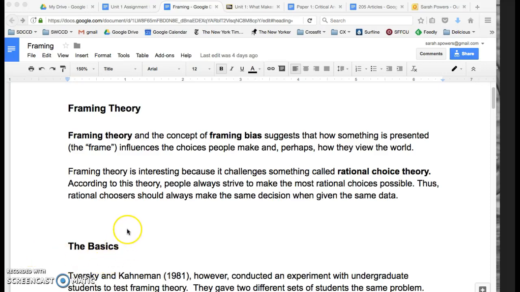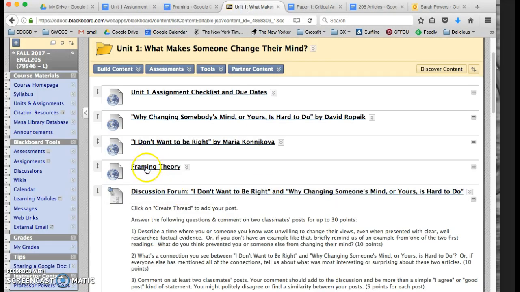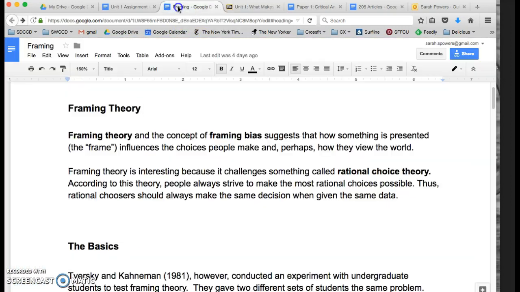Hey guys, I just wanted to talk to you really quickly about framing theory. This is a document that you actually just have a copy of here under Unit 1. It's titled Framing Theory. When you click on that, you'll get this Google Doc here. This will help you think about this unit as far as what it is that makes people change their mind, and not just about small things, but about those big issues.